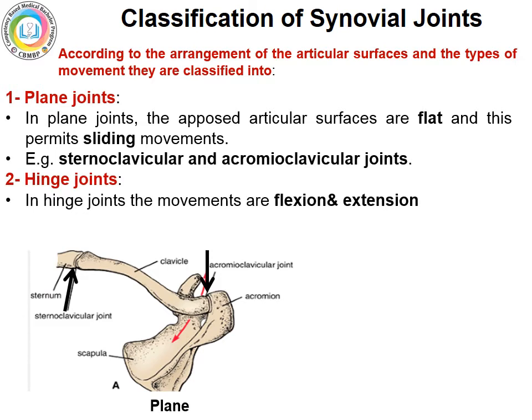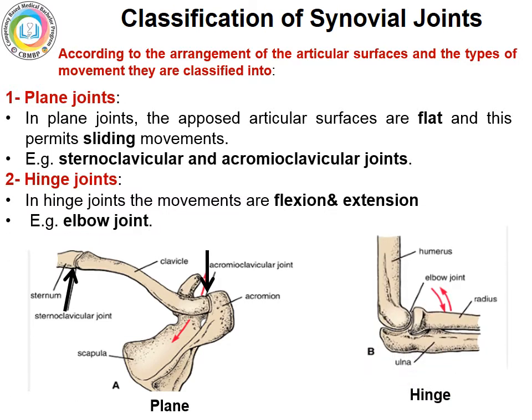Number 2, hinge joints. In hinge joints, it resembles the hinge of a door. The movements are only flexion and extension, as in the elbow joint. Here is the elbow joint. It is a hinge joint. It permits only flexion and extension. It is uniaxial.